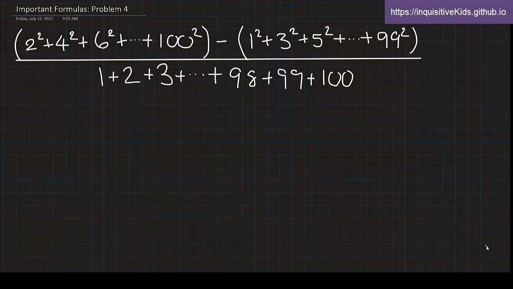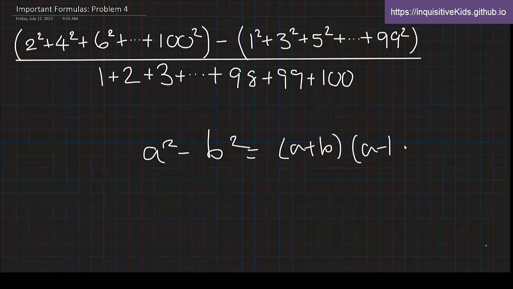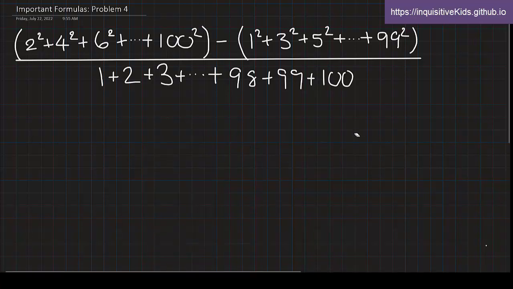When you see subtraction and exponents together, you should immediately think about the square difference formula. A squared minus b squared is equal to the sum of a and b times the difference of a and b. This is a very important formula that you're going to need in this entire course, and even more once you get to middle school and high school. It's especially important in algebra.